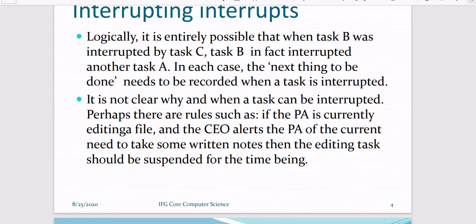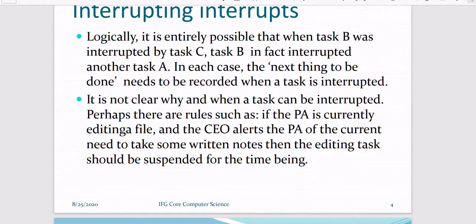And I can say right now that interruption of running computer programs does take place in modern systems. If I interrupt a running program A, then what needs to be recorded is the next instruction to be executed, the next instruction that would have been executed had that program not been interrupted. And similarly with any other program that is subsequently being interrupted.